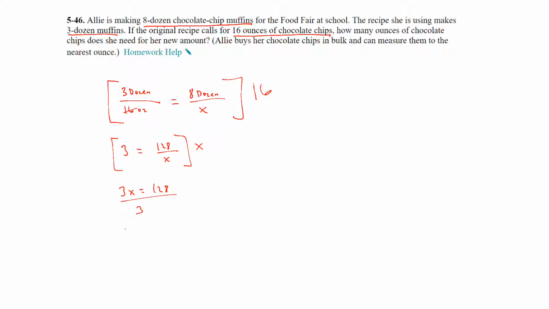So now divide by 3, and x is equal to 128 divided by 3, which would be 42 and it looks like it's just not going to go in exactly, 42 2/3, but we can't buy 2/3 of an ounce. It does say Allie buys her chocolate chips in bulk and can measure them to the nearest ounce. So we're not going to say 42 2/3 ounces for 8 dozen. We'll just round up to 43 ounces.